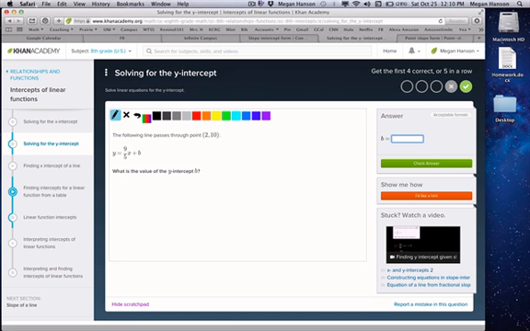Here you're going to solve again for b by plugging in 10 as the y and 2 as the x. And just remember, Khan likes fractions. That's probably the biggest thing you're struggling with, is you're getting decimals and it likes fractions.